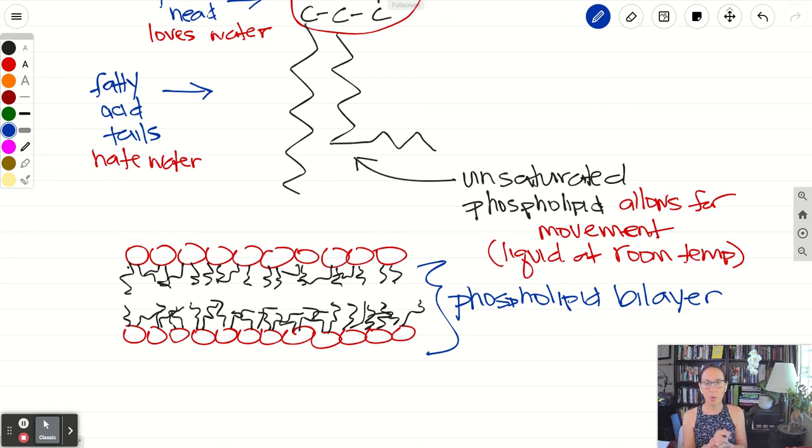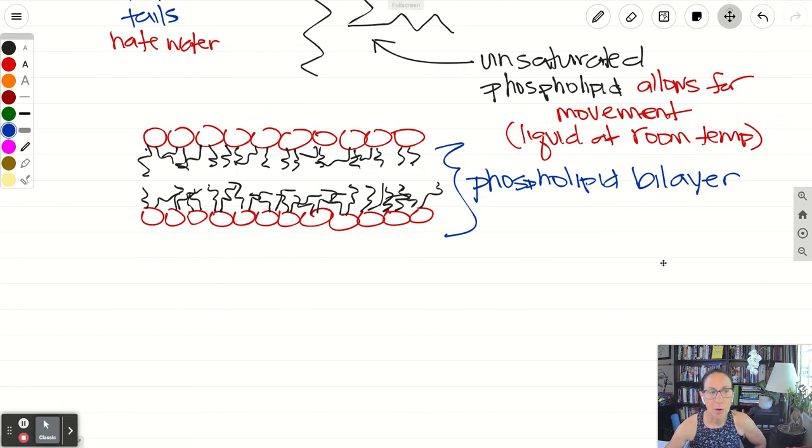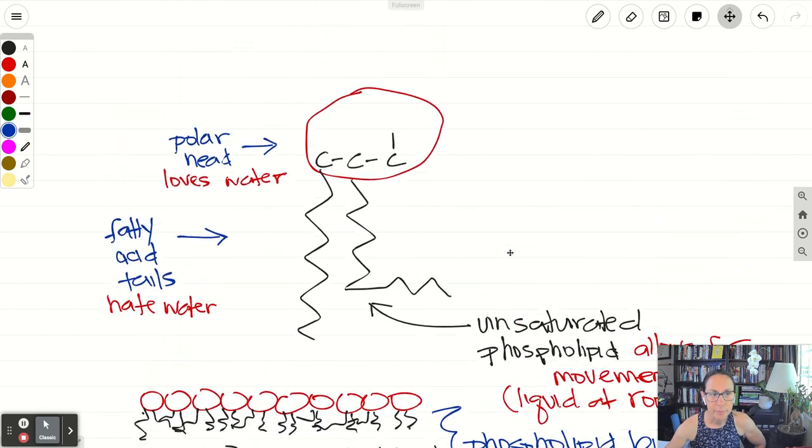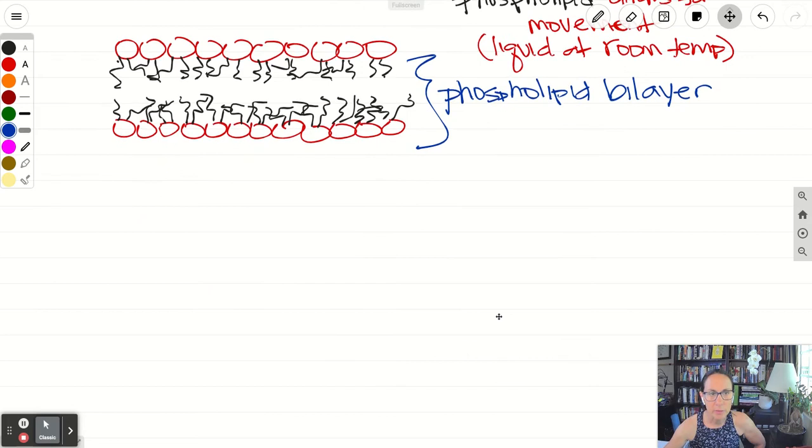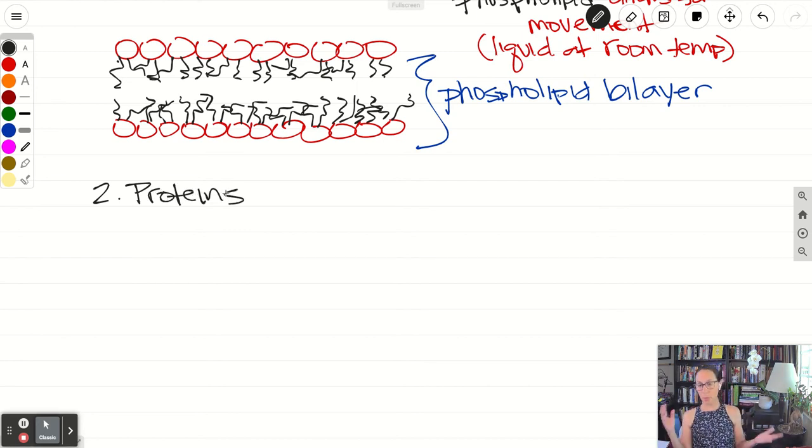Okay, so phospholipids are one component of the plasma membrane. There are two more. The next thing found in the plasma membrane is proteins. Hang on, let me just make sure I have this in order. Okay, so number 2 is proteins. And there are two kinds of proteins. One type of protein only hangs out on the heads, so only on the top or only on the inside of the cell, okay?